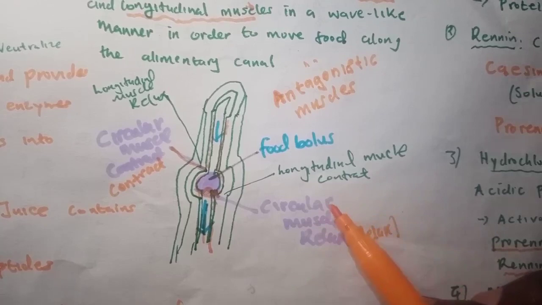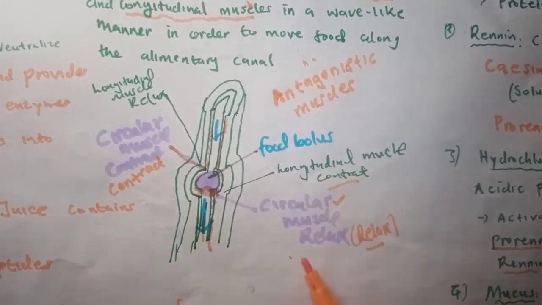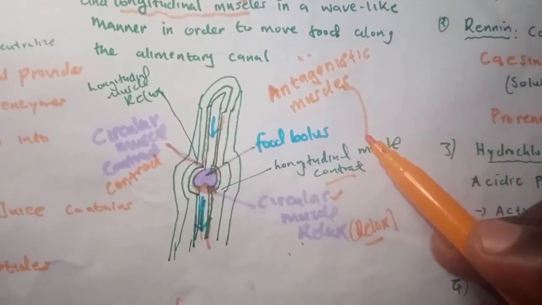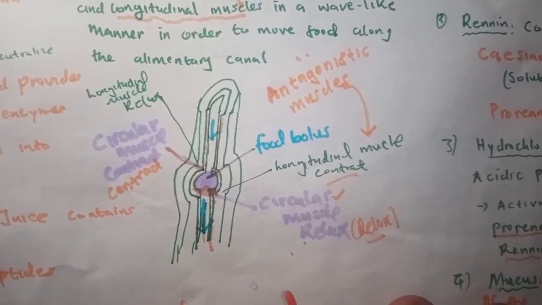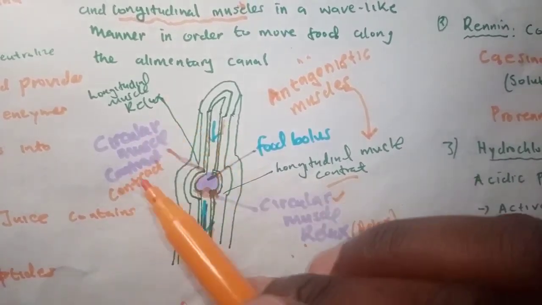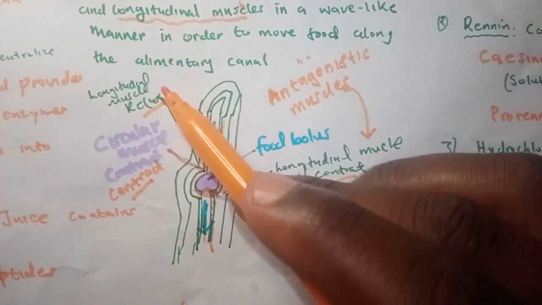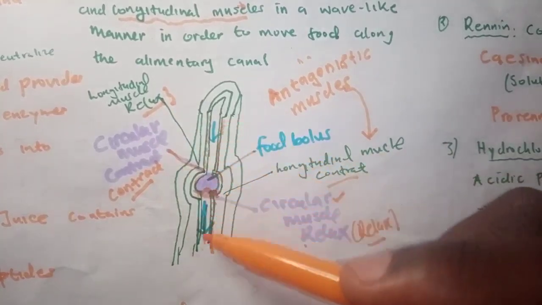So you notice here, the circular muscle is relaxing, but the longitudinal muscle is what? Contracting. The circular is relaxing, the longitudinal muscle is contracting. So we call this antagonistic action. Same thing that is happening here. The circular muscle is contracting, but the longitudinal muscle is what? Is relaxing. Antagonistic movement. Then the food simply moves down.